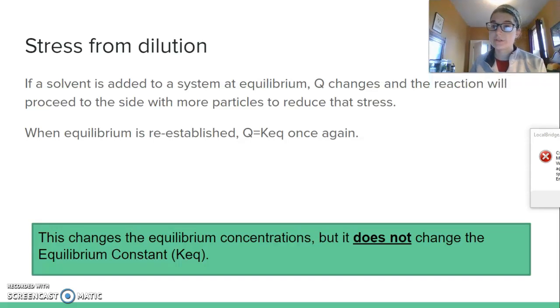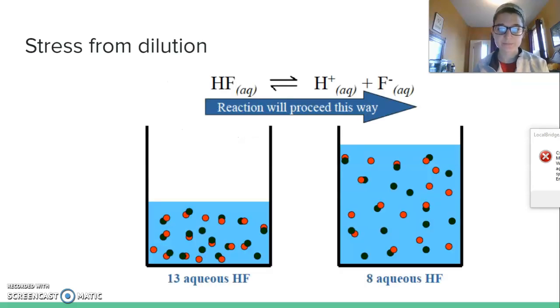We can also introduce a stress by diluting. So remember, diluting something is going to reduce that concentration. If a solvent is added to a system at equilibrium, so for example, we add water to something, Q will change and the reaction will proceed to the side with more particles to basically increase the concentration once more to reduce that stress. When equilibrium is reestablished, Q equals KEQ once again. Concentrations change, but the equilibrium constant does not change.